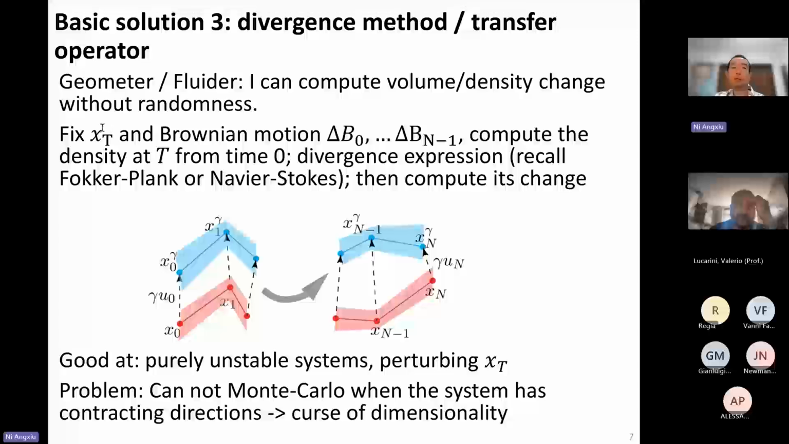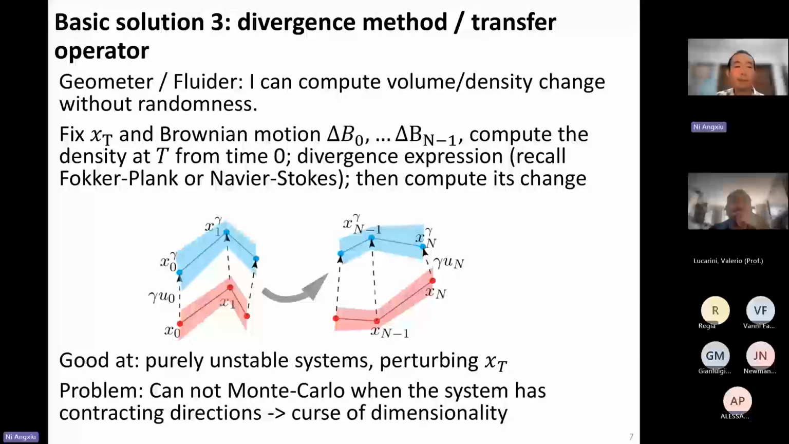So basically, you fix the terminal condition and Brownian motion, and then you change gamma. All right, and you can imagine immediately this is good at purely unstable systems, because you're going backwards in time, so now unstable going backwards in time is actually stable. And it is also good if you're interested in perturbations in your terminal conditions or interested in the scores.